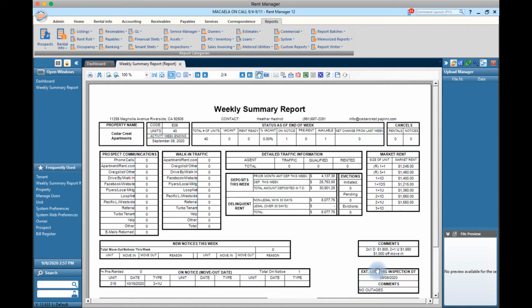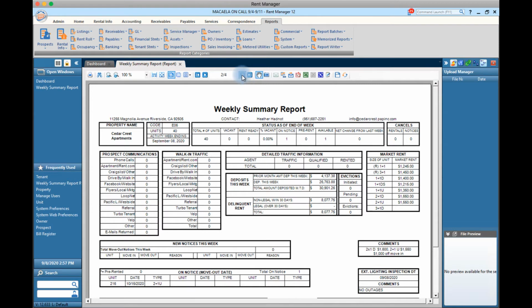Right here is the exterior lighting inspection. So you'll need to go around your property at night to check and make sure that all of the lights are working properly. So you're going to put the date that you did that inspection, and then whether there are any outages or not. This needs to happen every week prior to submitting the WSR. So make sure that date is up to date, and if there are outages, you could just put outages and then make sure you go ahead and submit that work order.